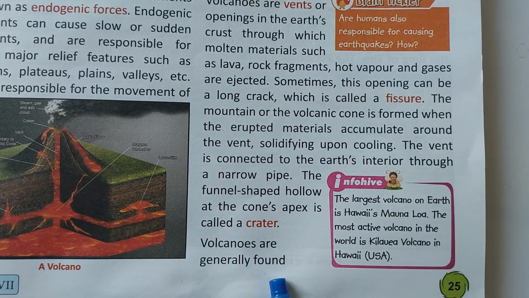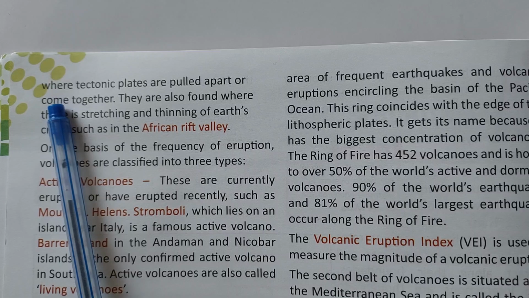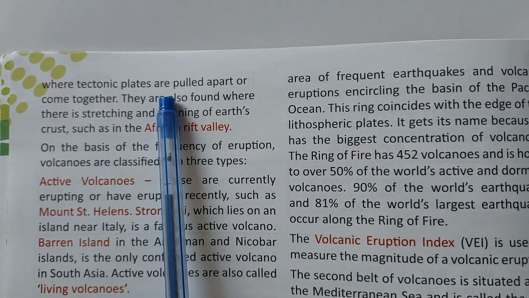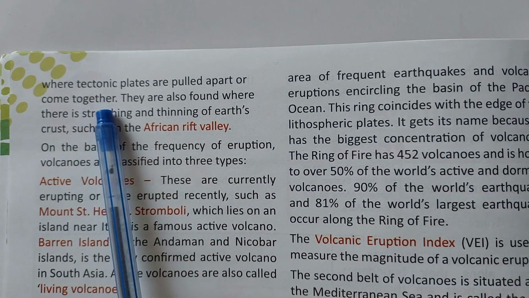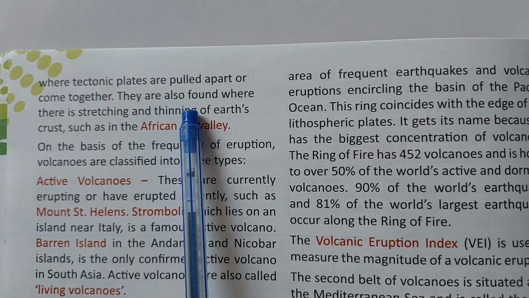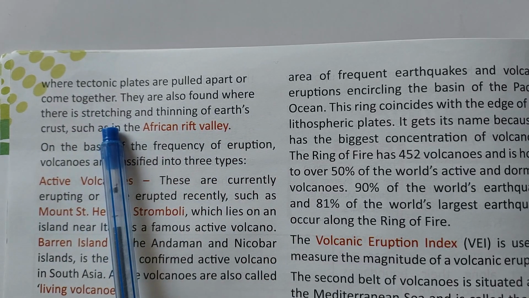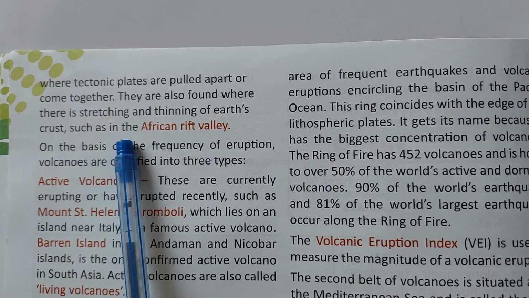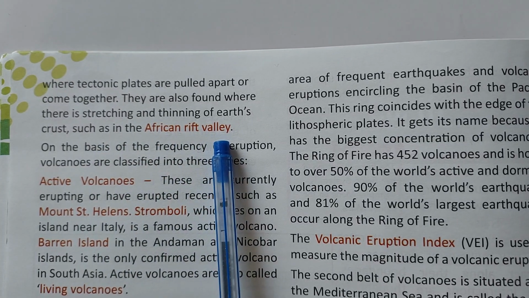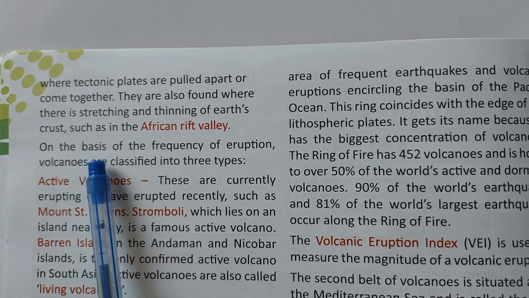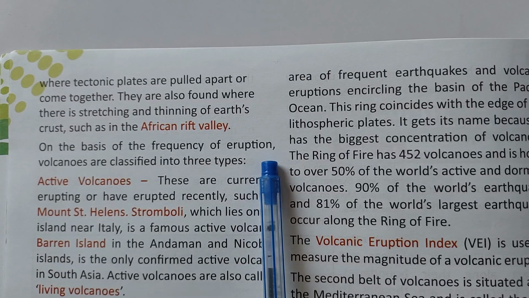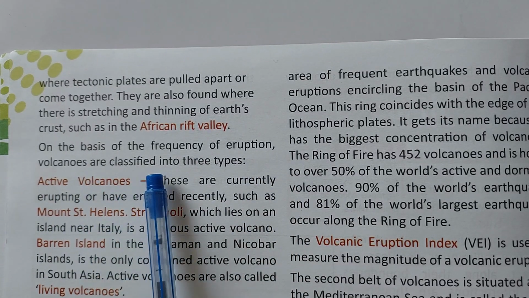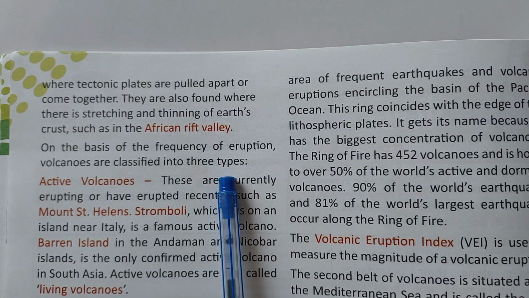Volcanoes are generally found where tectonic plates are pulled apart or come together. They are also found where there is stretching and thinning of Earth's crust, such as in the African Rift Valley. On the basis of the frequency of eruption, volcanoes are classified into three types.